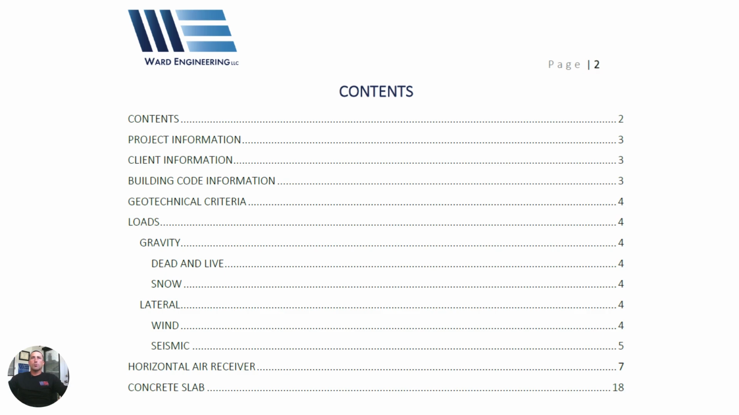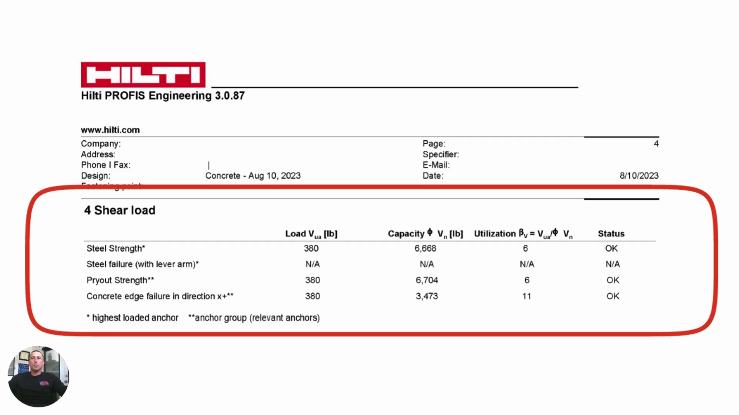So here, this is just a screenshot from the structural calculations showing you the items that are in there. Most importantly, loads, seismic load being the most important. Then we designed the horizontal air receiver anchors. Then we designed the slab that it sits on. And so here's one screenshot from the structural calculations.